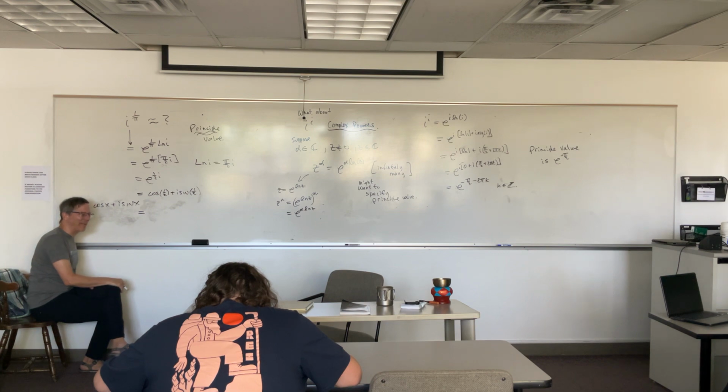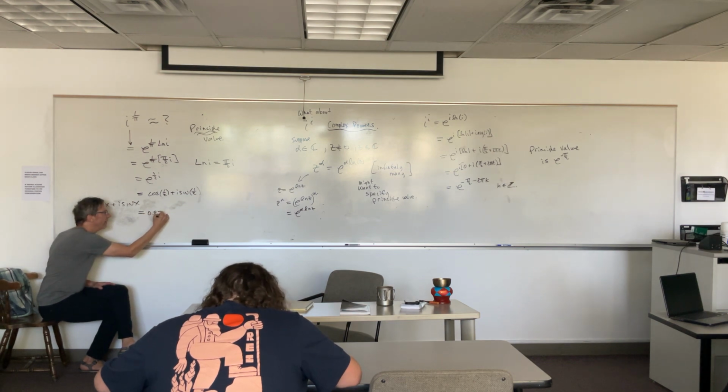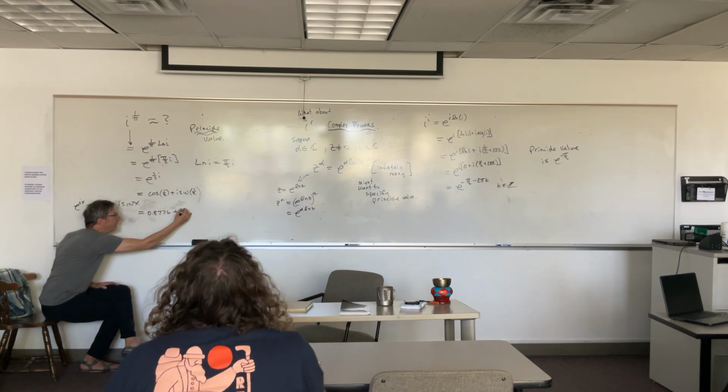Can somebody give me what is cosine of a half in radians, approximately? 0.8776. Nice. And then the sine.